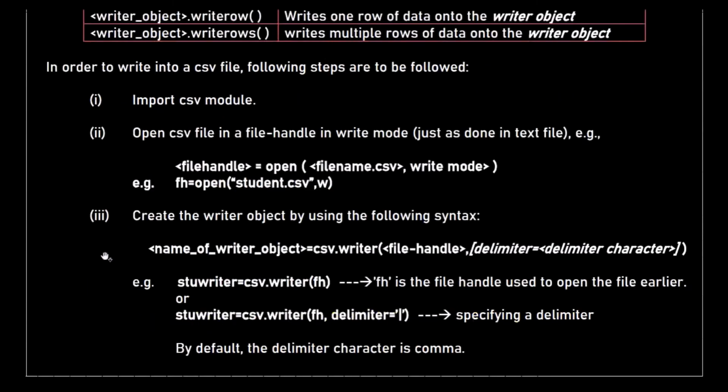Then we have to create the writer object by using the following syntax. This is the syntax for creating the writer object: the name of the writer object has to be mentioned, equal to csv.writer, then the file handle, comma, and if we want to specify the delimiter character, then the delimiter keyword equal to whatever delimiter character we want to specify. If we are not specifying any delimiter character, then by default it is comma. So in the above statement, the delimiter argument is not specified.